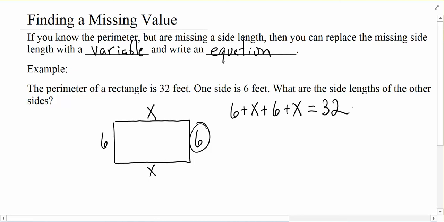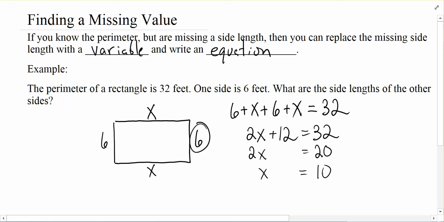And now we can solve this equation. On the left side, we can combine our like terms. We have an x plus another x is 2x. 6 plus 6 is 12. So 2x plus 12 equals 32. Then we can solve this equation by subtracting 12 from each side and then dividing by 2. And we can see that the other missing side length then is 10.